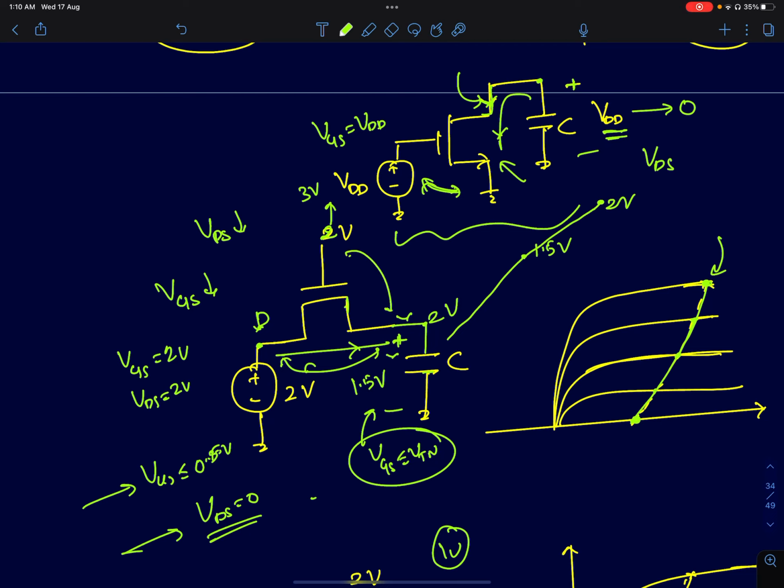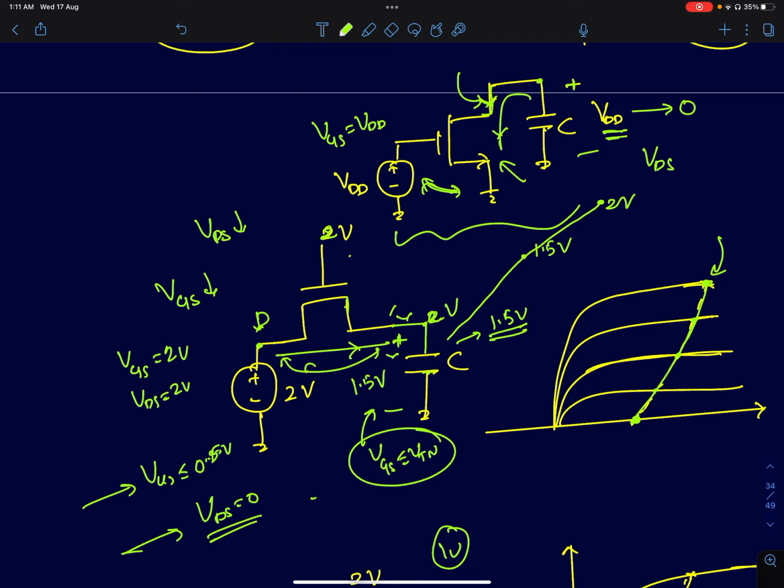VGS will still be finite. VGS will be 1 volt in that case. Okay, and it can still reach 2 volts. It can reach a maximum of 2 volts, but in that case, the condition which dictated the steady state is VDS equal to 0, not VGS less than VT. But if I have 2 volts in place of 3, then this capacitor cannot go more than 1.5, so the steady state will be just 1.5 volts.